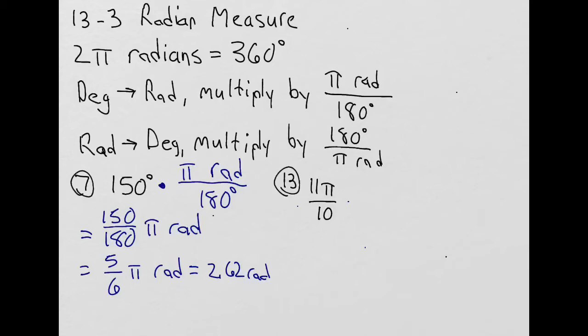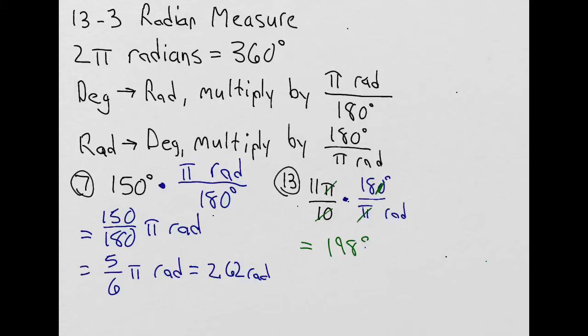To convert this one, we look up above. If we go from radians to degrees, you multiply by 180 degrees over pi radians. So I'm going to do that: times 180 degrees over pi radians, and just simplify. The 10 divides into 180, so it's just 18. The pi's cancel out. And so all I have left is 11 times 18, which is 198 degrees. And we're done already. Not too bad.